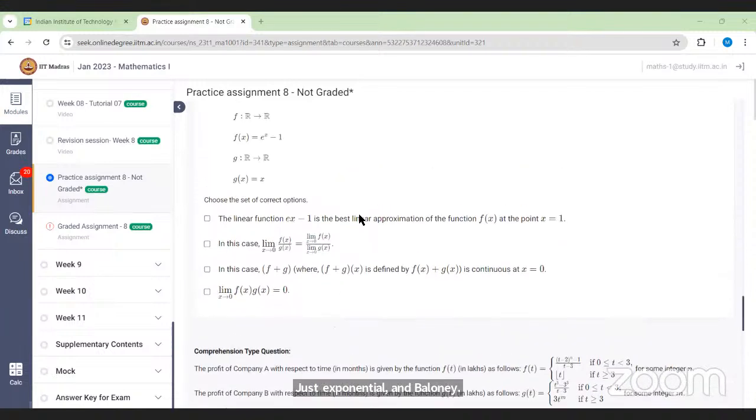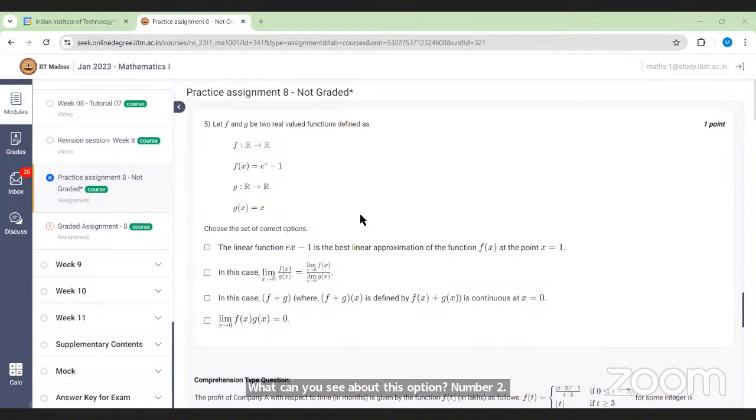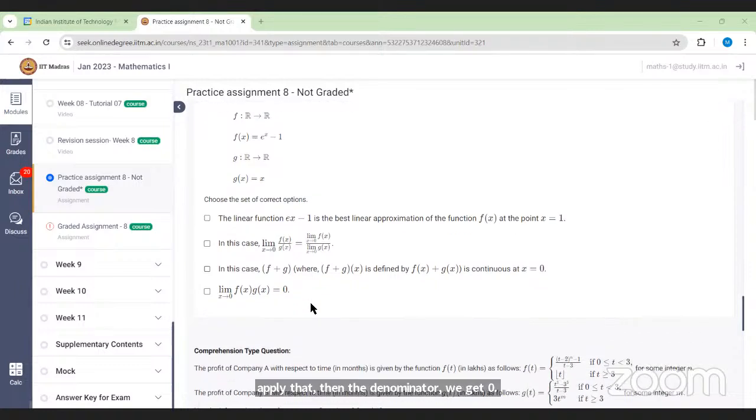What can you say about option number 2? Is that correct or not? Option number 2 of question number 5. Ma'am, I think it's right, maybe. There is a condition that in the limit, g(x) should not be equal to 0. Yes, right, correct. That's the thing you have to consider for saying that this option is not correct. Because if we apply that, then in the denominator we get 0, right? And we don't want 0. g(x) should have a value.